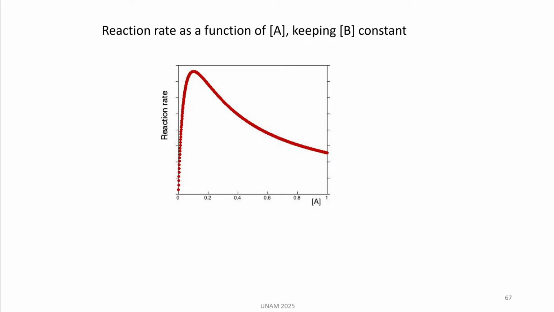If you change the concentration of A without modifying any of the other parameters, then you will get something like this. It starts by increasing, there is a maximum, and then it decreases. Okay, so you can have some complicated behaviors, and the industrialists, of course, wanted to understand that in order to optimize the conditions for reaction.